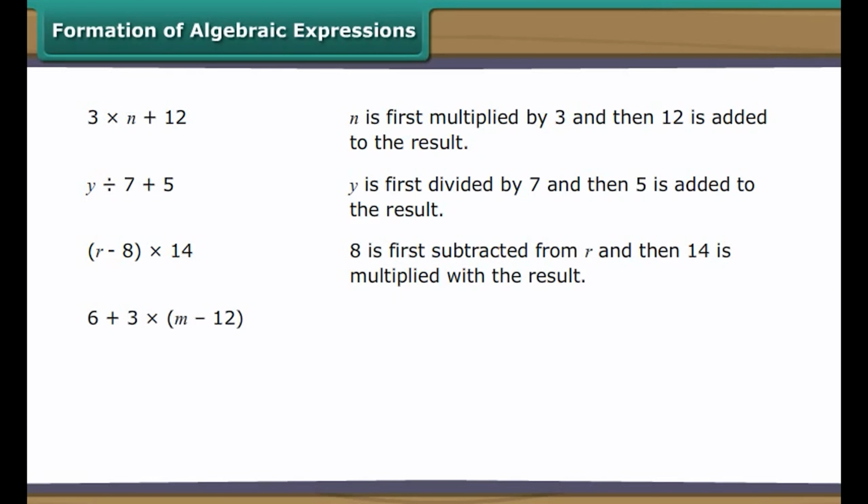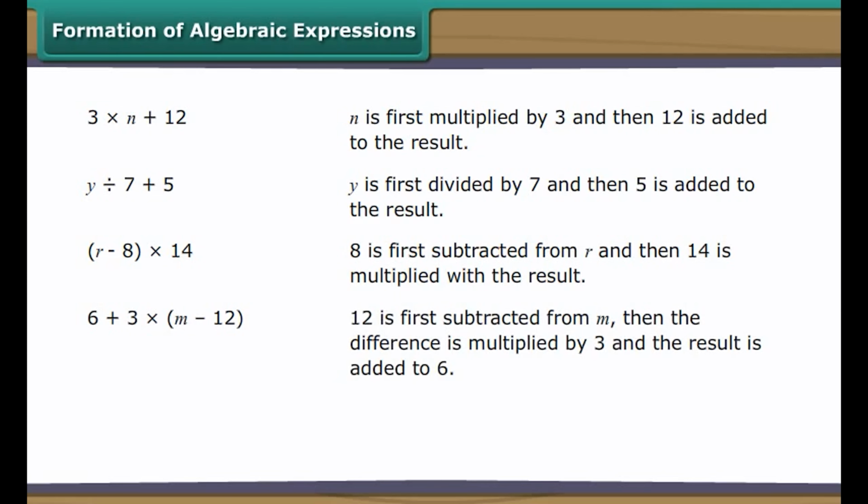6 plus 3 into bracket starts m minus 12 bracket closes. 12 is first subtracted from m, then the difference is multiplied by 3 and the result is added to 6. 56 divided by bracket starts s into 3 bracket closes.